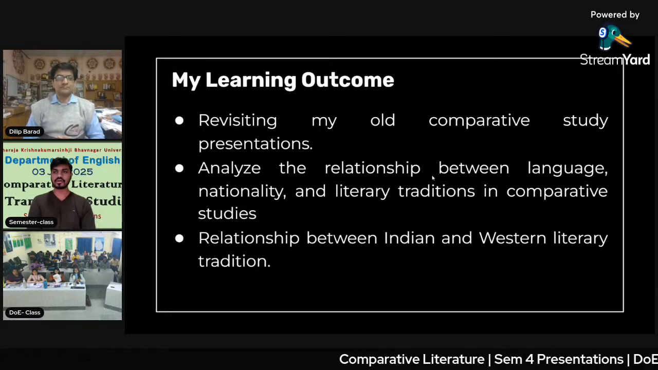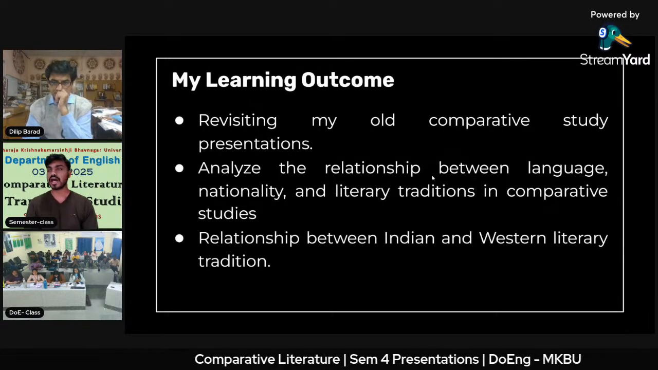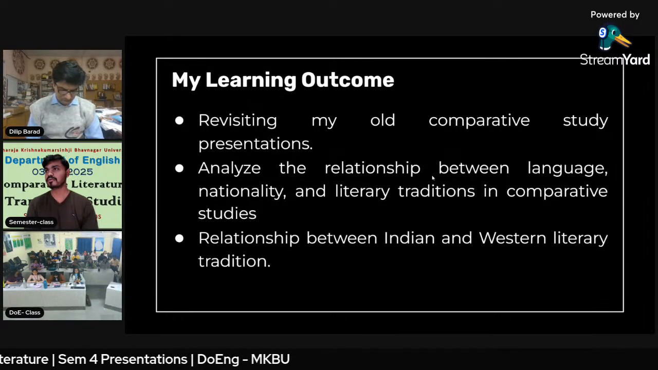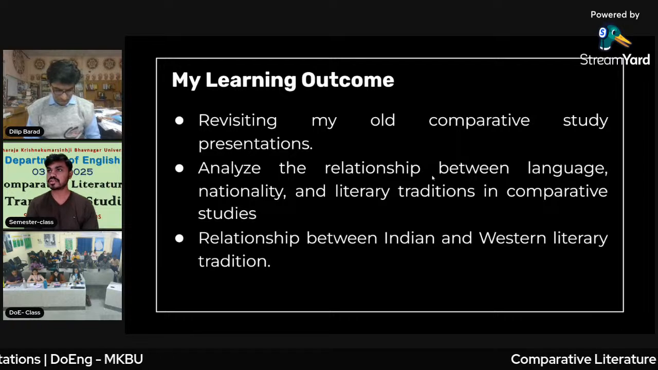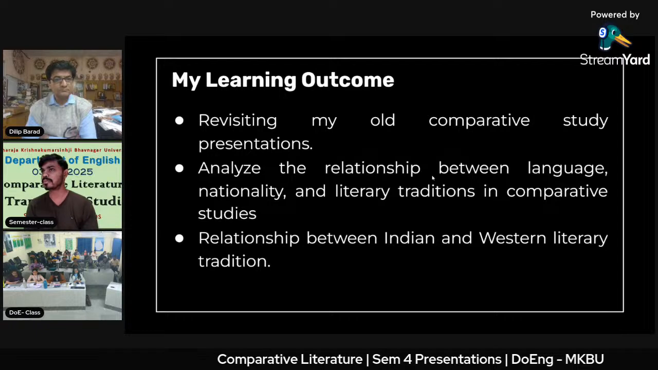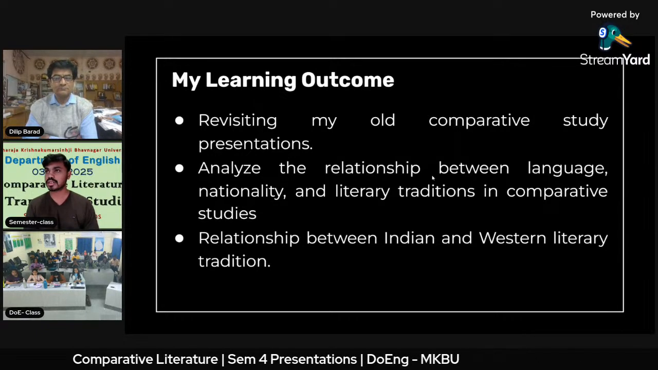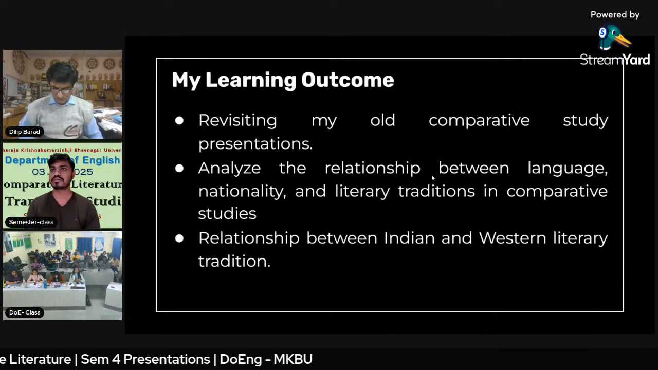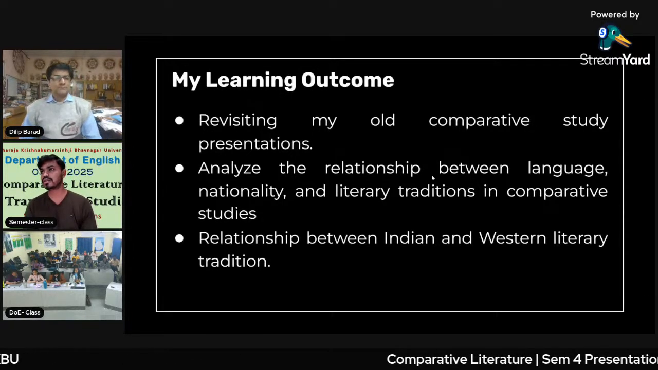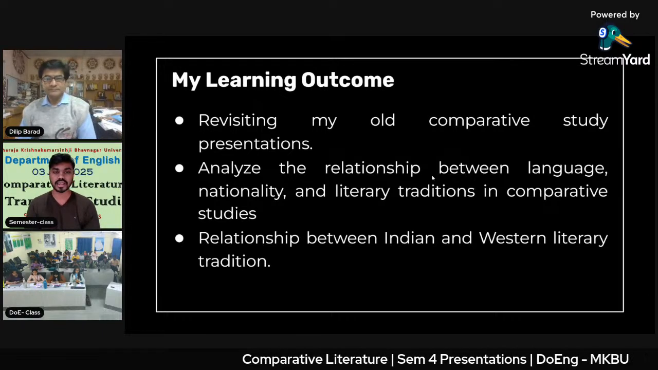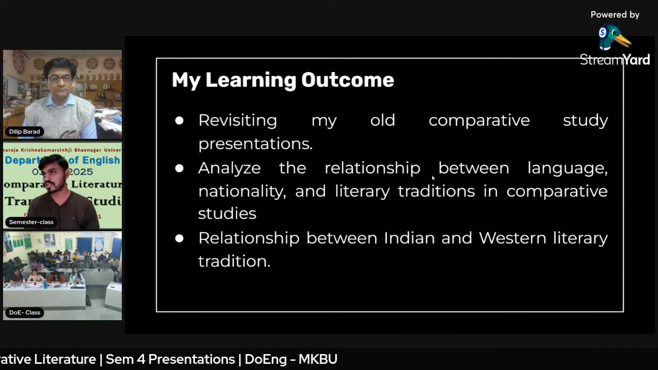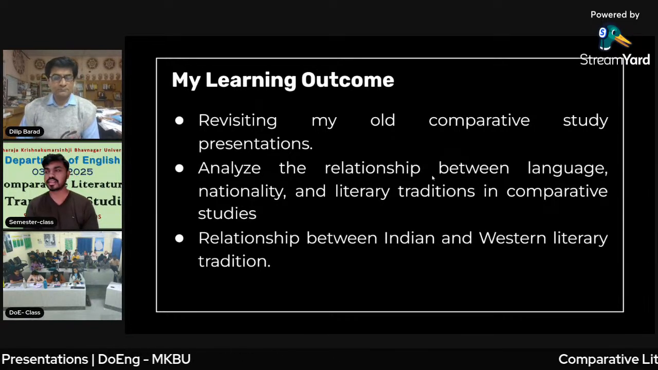So my learning outcome would be, first of all, that I need to revisit my old comparative literature presentation, because I have till now given two presentations on comparative studies, and I had a very narrow notion of comparative studies. In those presentations, what I did was just highlight various similarities and dissimilarities of two particular texts. But after learning this article and comparative literature in general, I get to know that comparative literature requires a deeper study, not just of similarities and dissimilarities. So that is one thing.